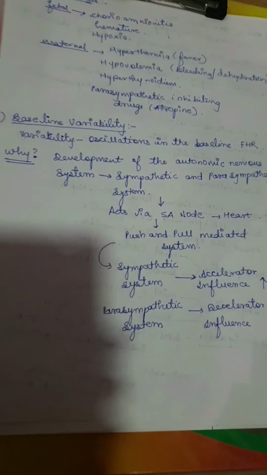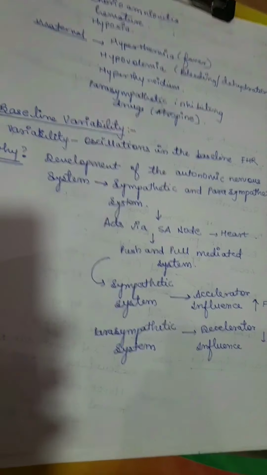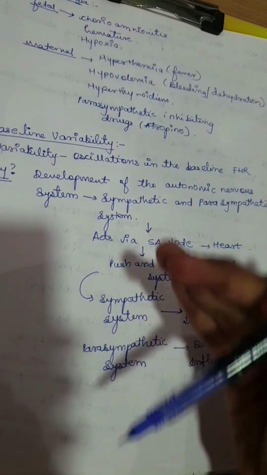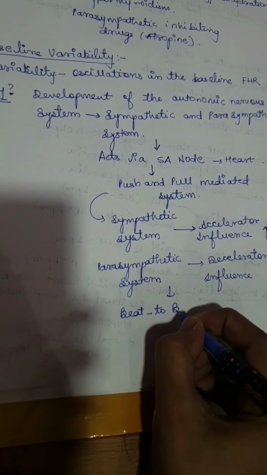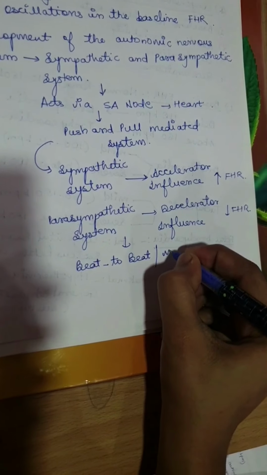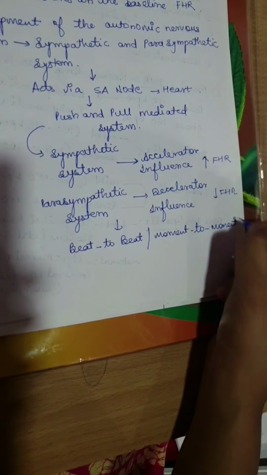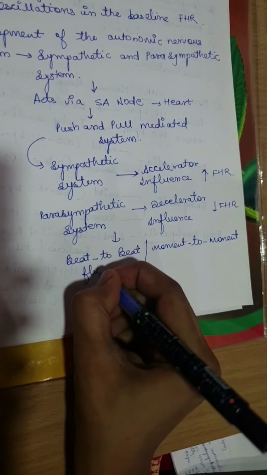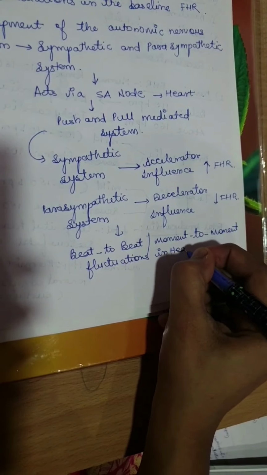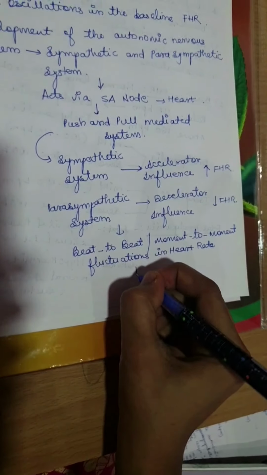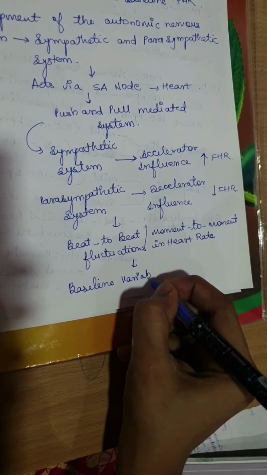Now these act through the SA node, which we also call the pacemaker cells of the heart. So there will be the increase and decrease, and this leads to beat to beat or moment to moment fluctuations in the heart rate, and this is called the baseline variability.